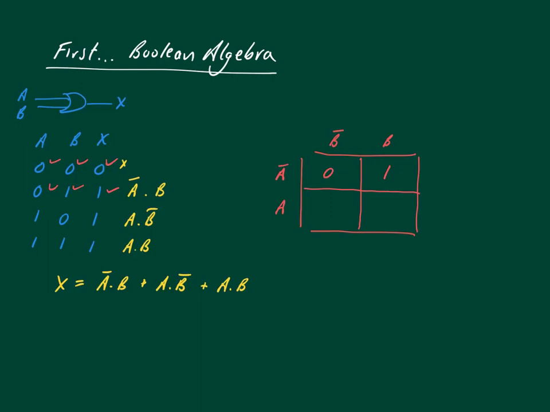For a being 1, b being 0, the negation of b, the output for x is 1. And for a and b being 1, the output for x is 1. And that's how you build a Karnaugh map. But let's look at it in a bit more detail on the next slide.